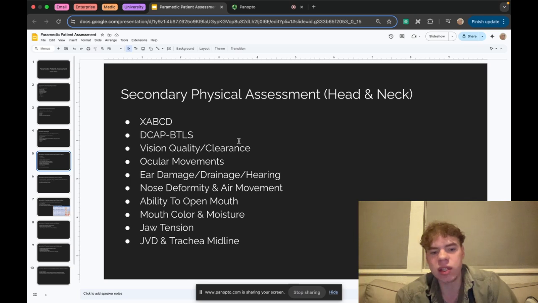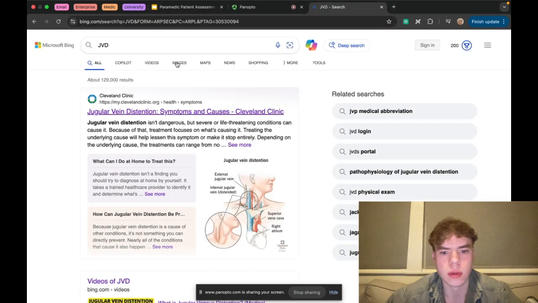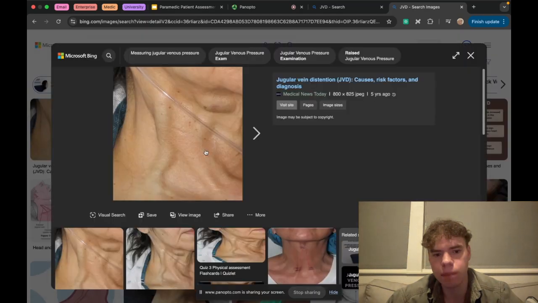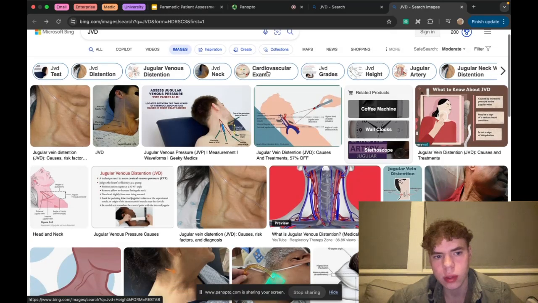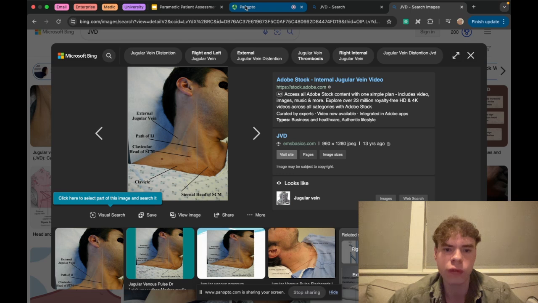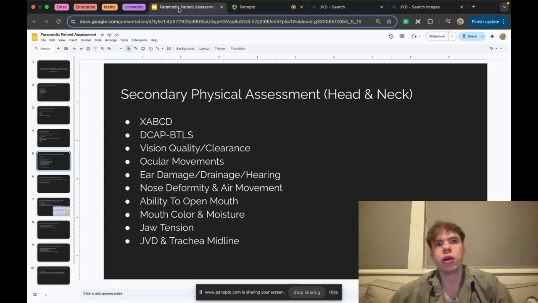Another thing to note is JVD, jugular vein distension. JVD is when someone has very bulging veins in their neck. So basically, this is a sign of CHF, or congestive heart failure. Congestive heart failure is basically when there's fluid in your heart and it's not pumping normally.